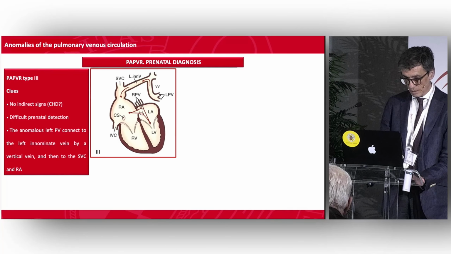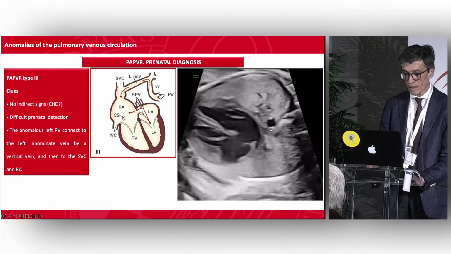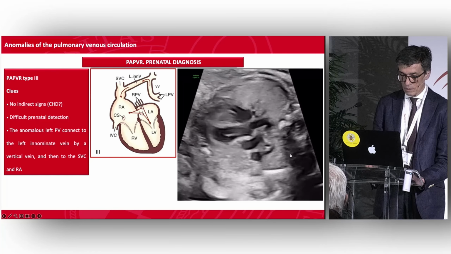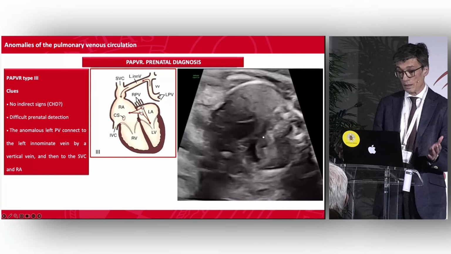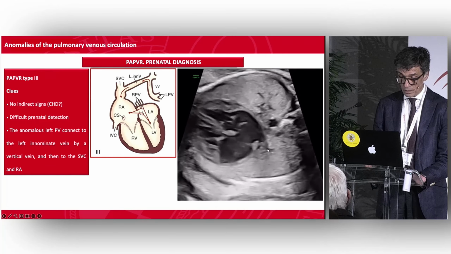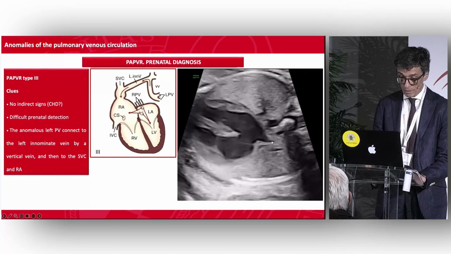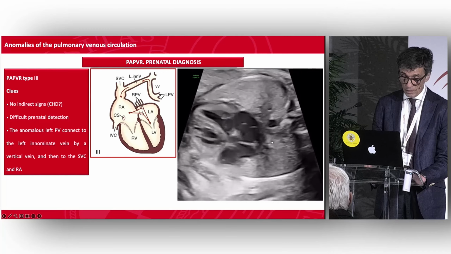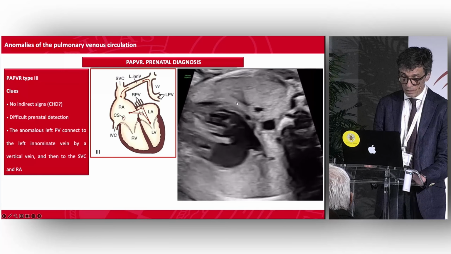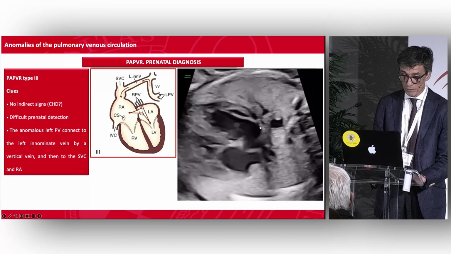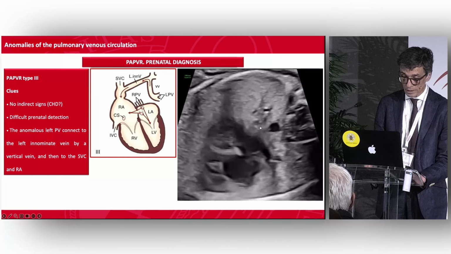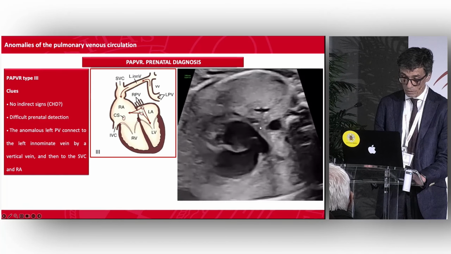Another example, in this case of type 3, you may see a normal heart, apparently normal heart. But it's very easy to overlook this defect because you see an almost completely normal heart, but if you put the focus here, you only see the veins coming from the right side connected with the left atrium. However, the veins from the left side are not entering the left atrium. This is very easily overlooked prenatally, and you have to follow to see.